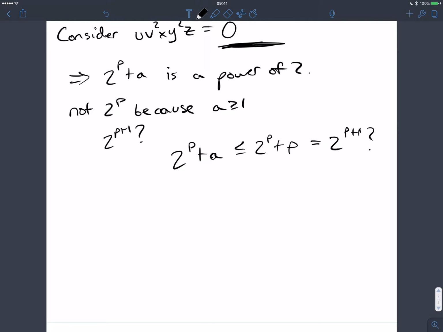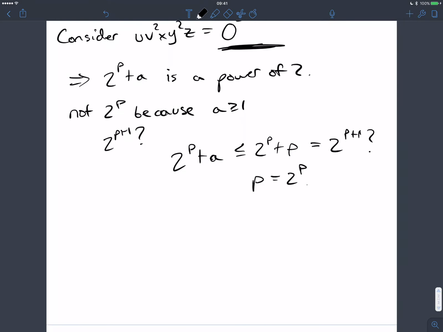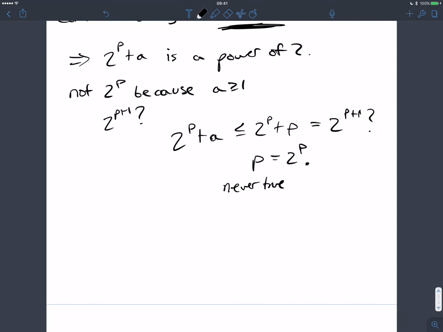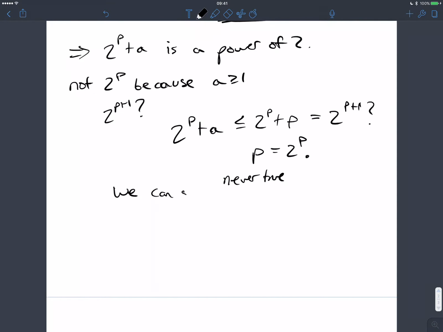No. If I subtract 2 to the P from both sides, this would imply that P is equal to 2 to the P. Is that ever true? So never true. Could it be equal to, like, 2 to the P plus 2, possibly? No. Why? Yeah, it's already smaller. We can see that P is strictly less than 2 to the P for all P.